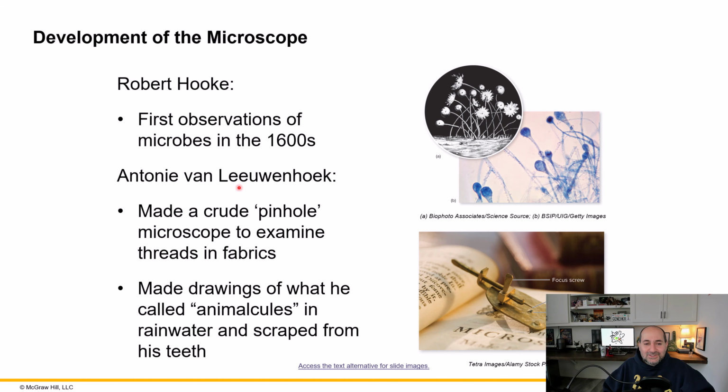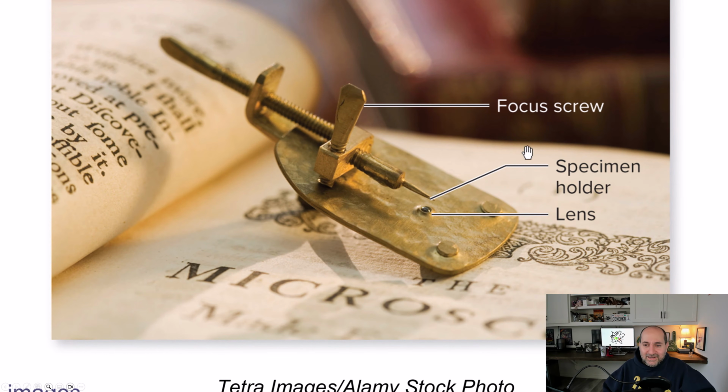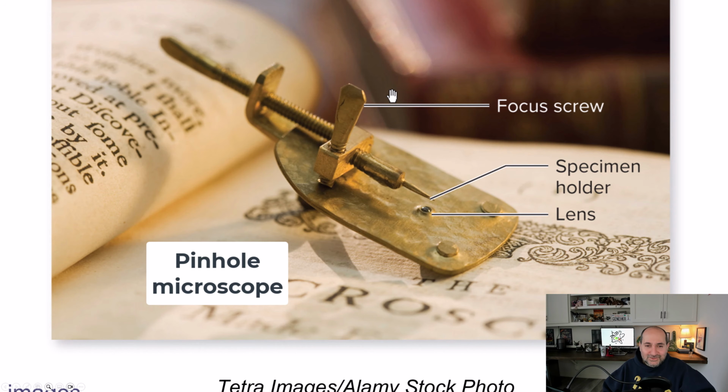So Antonie Van Leeuwenhoek, he was into fine linens and fine cloth, and he would make lenses to look at those cloths up close, look at the thread count and look at the fine silks and stuff that he was selling. Well, he got really good at fashioning lenses to look at more and more objects up close until he was able to form this structure here. He formed this apparatus. This is known as his famous pinhole microscope.